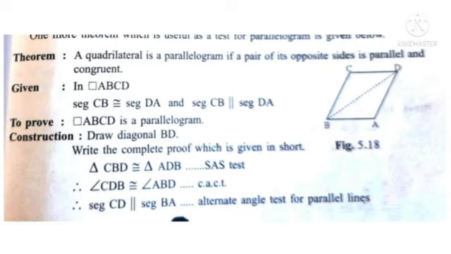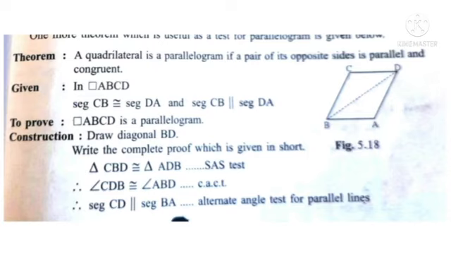If a pair of opposite sides is parallel and congruent, then we say that it is a parallelogram. This property you had learned in the earlier standard. We can use this in the examples. Okay, these are the properties about parallelogram.